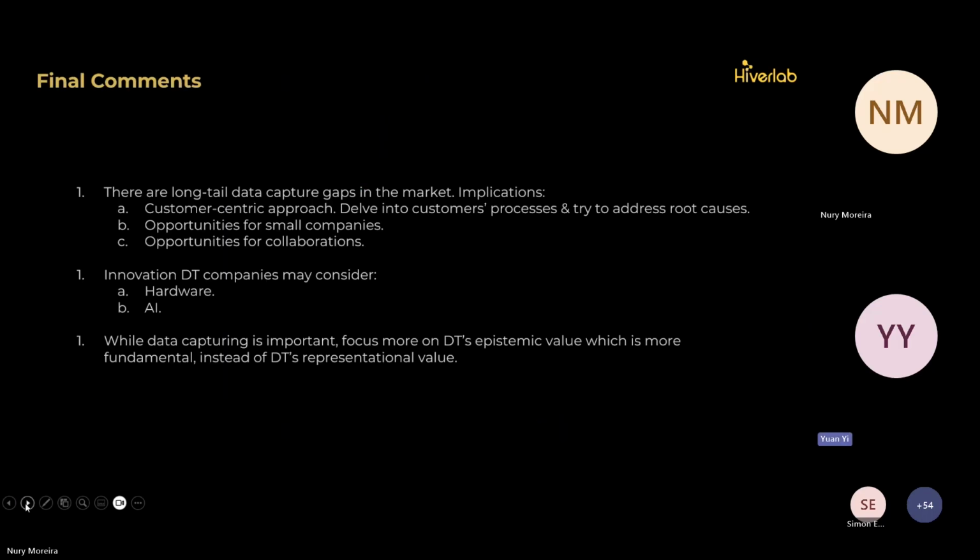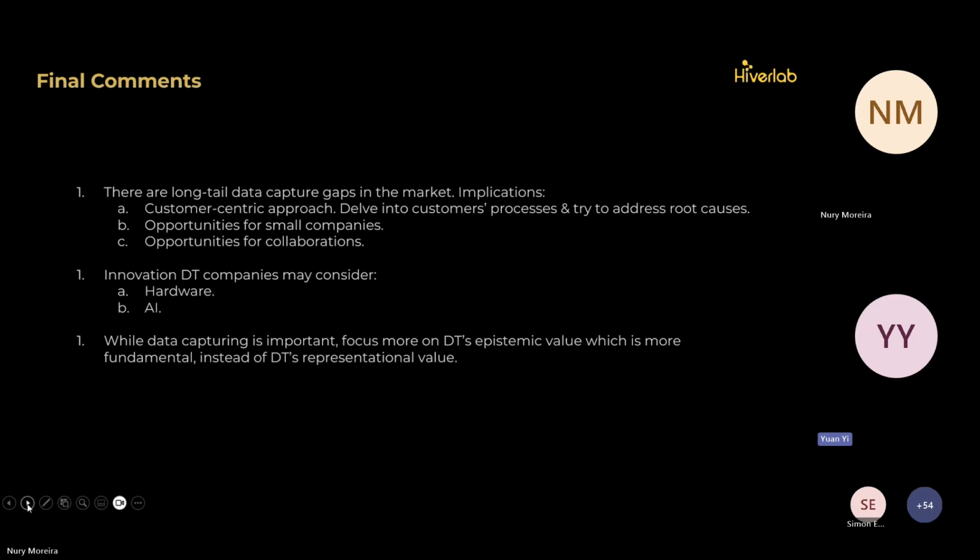Yeah, so I just want to leave some final comments over here. Or rather, it's just a recap. There are a lot of long tail data capture gaps in the market. Although digital twin has been such a buzzword in the last few years, I think at the most fundamental layer, data capturing gaps are still there. So for serious digital twin players, it may be a good idea to really use a customer-centric approach and try to really delve into the customer's processes and to try to address the root causes they are facing nowadays.